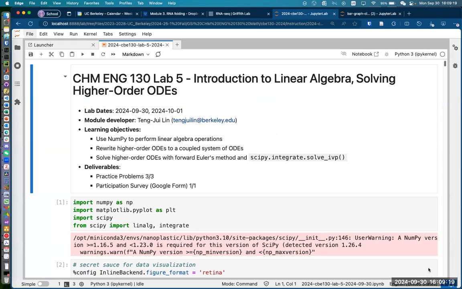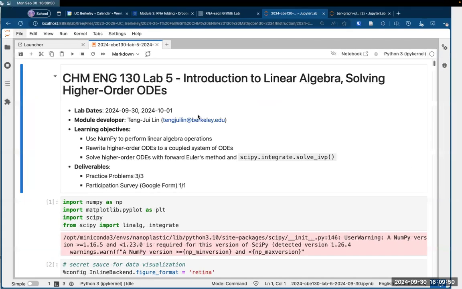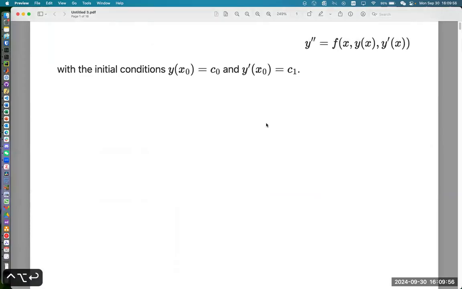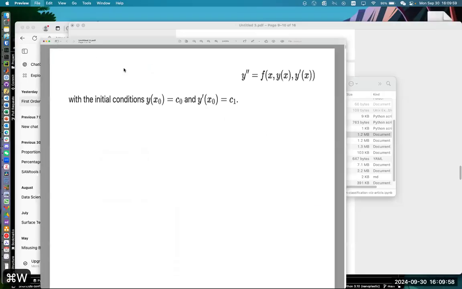Oh, you got it? All right. Yeah, transposing, maybe.